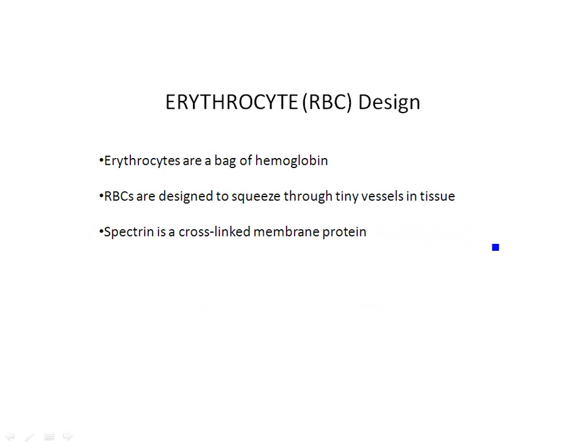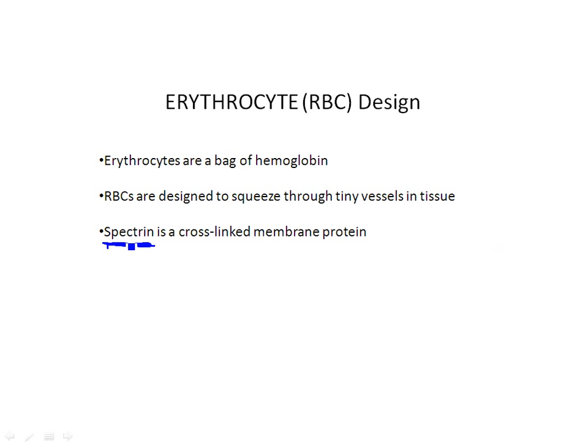Let's now start talking about erythrocytes and look at the design of erythrocytes. We said before they're basically just a bag of hemoglobin, and they're designed to squeeze through all the tiny little vessels throughout the tissues. The smallest vessels, the capillaries, are where gas exchange actually occurs, so these cells have to squeeze through all these tiny spots. They've got to be pliable and flexible, and roll around and get through all these spaces. So you have a special protein in the red blood cell membrane.